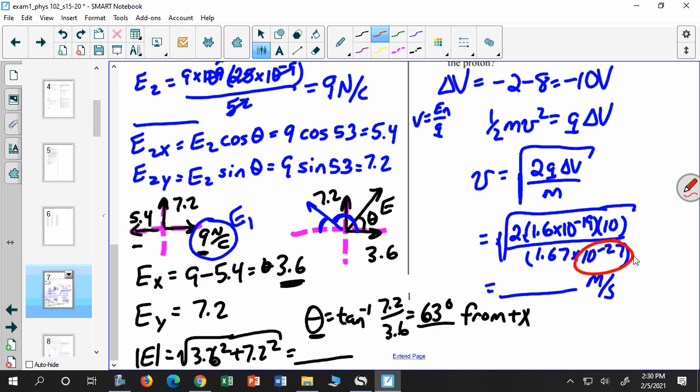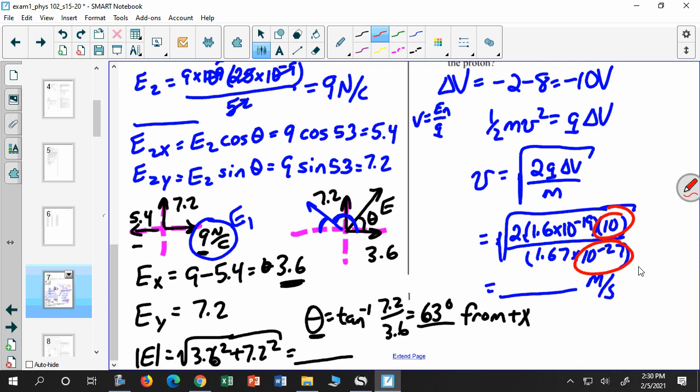Why is this not negative 10? Because I'm looking for the speed, and it doesn't matter if it's a positive or negative 10. In fact, if you tried to put a negative in there, you couldn't do that, right? It's the square root of a negative number. Okay?